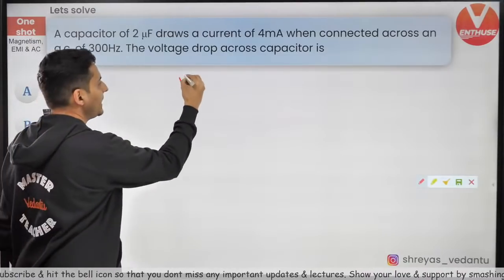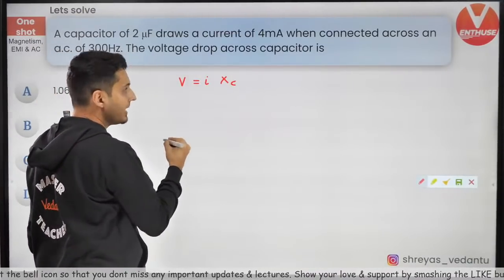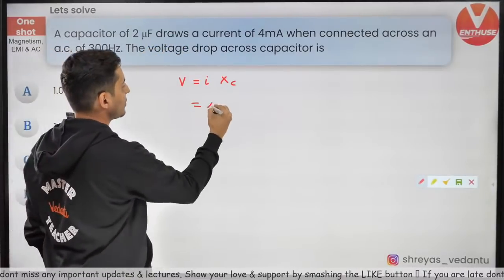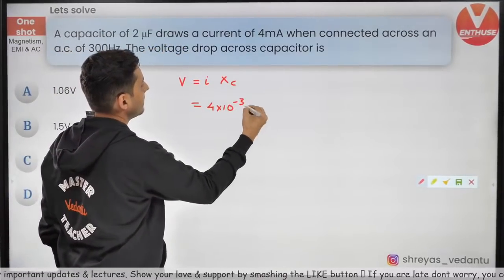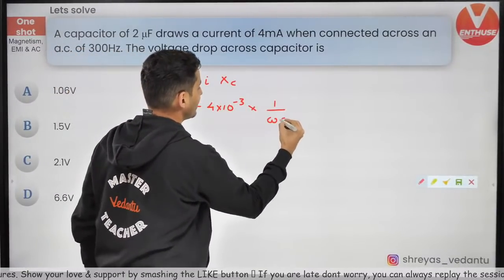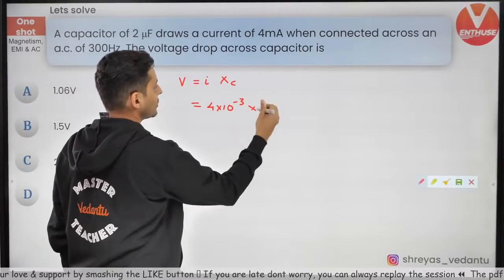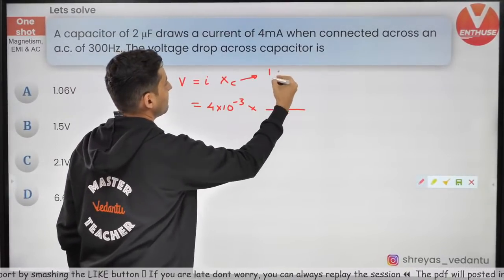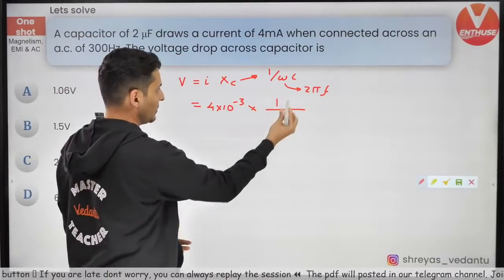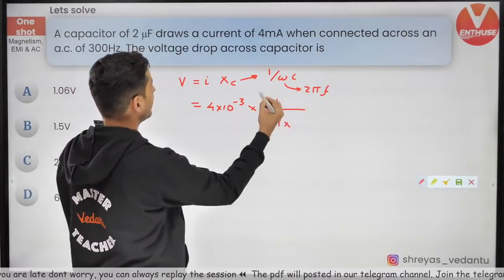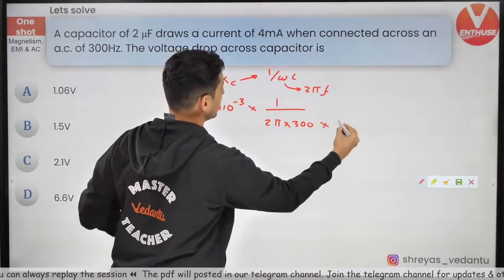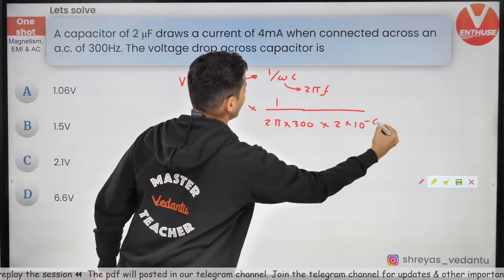So I just gave you: voltage is current into capacitive reactance. Now it draws a current of 4 milliamperes, so current is 4 into 10 to the power minus 3. Capacitive reactance is 1 by omega C, and omega is 2 pi f. Use the substitution: 2 is 2, pi is pi, frequency is 300. Capacitance is 2 micro, and micro is 10 to the power minus 6.